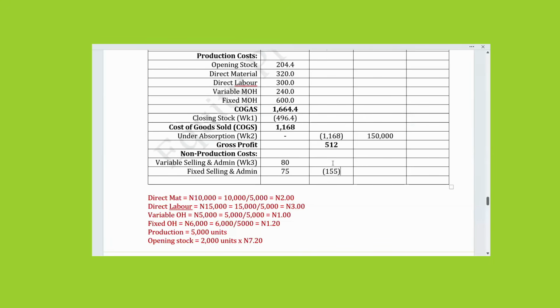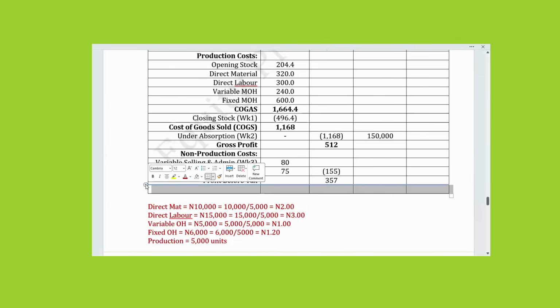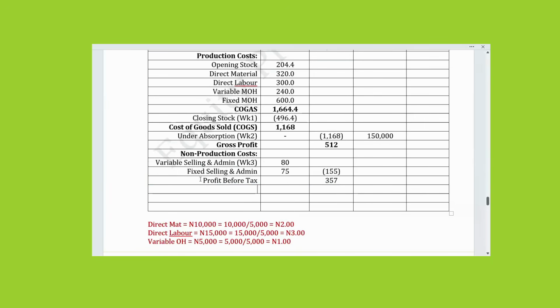So Festus, 512 minus 155. What do you have? 357. What do we call this 357? That will be profit before tax. Profits before tax. We are using a format. Let me bold this.